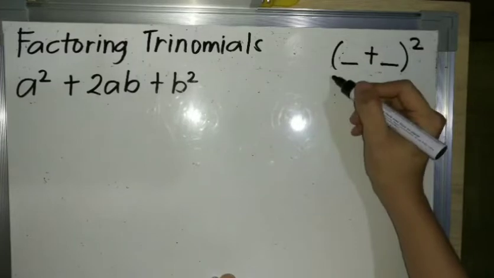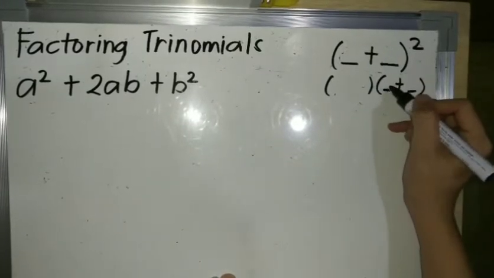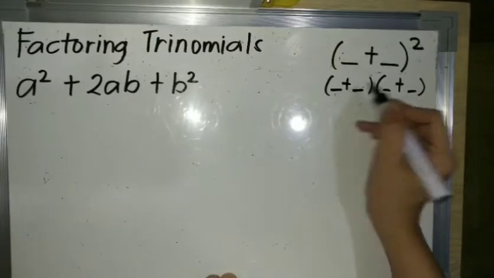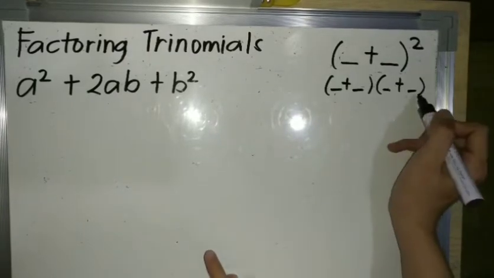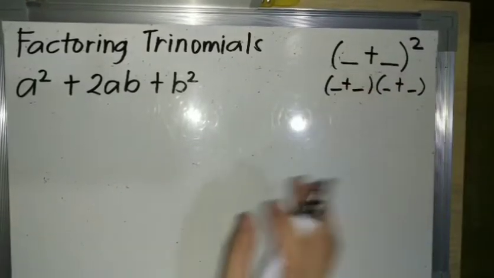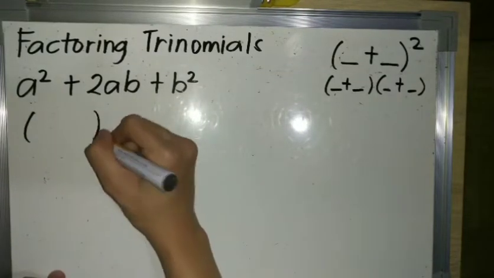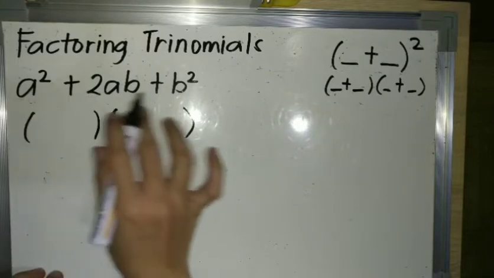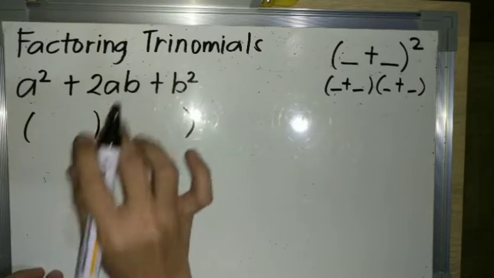So, ibig sabihin, parehas po yung mga nilalaman nila. Kung ano yung laman dito sa kabila, sa first one, ganun din dito sa first niya. Kung ano po yung dito sa pangalawa, ganun din sa pangalawa. So, ganun po yung kalabasan ng sagot natin. So, now, to get that, we have here a squared and then b squared. As you can see, meron tayong a, b sa gitna.